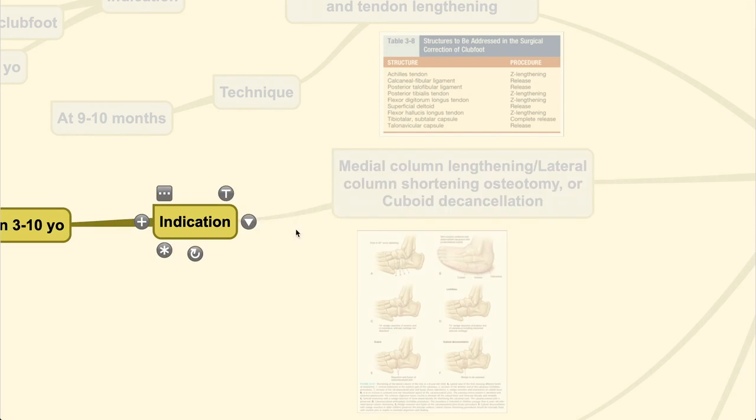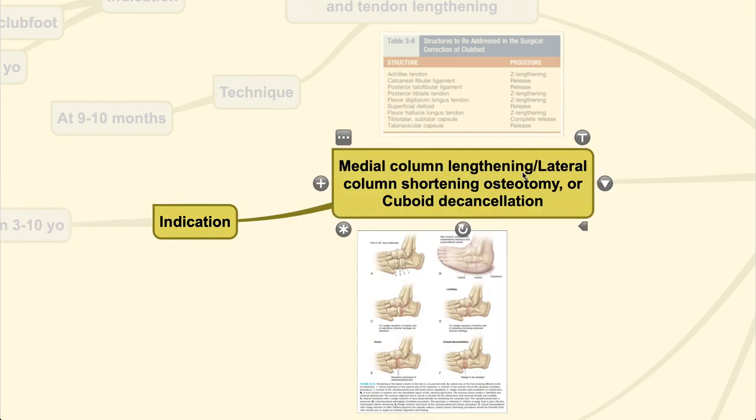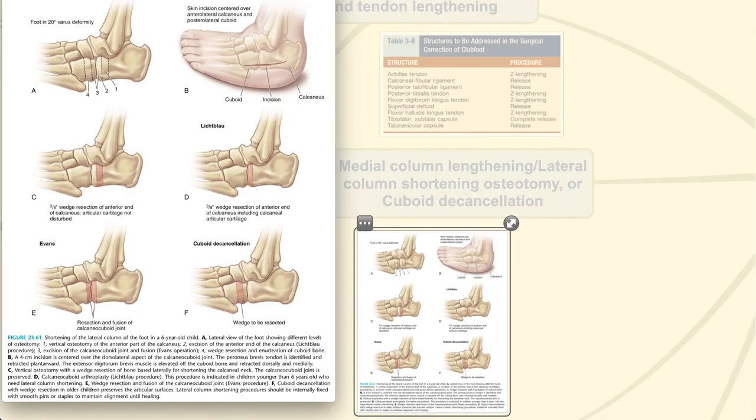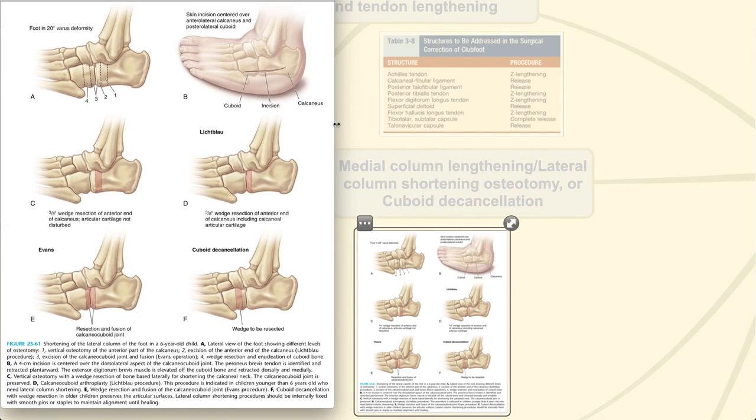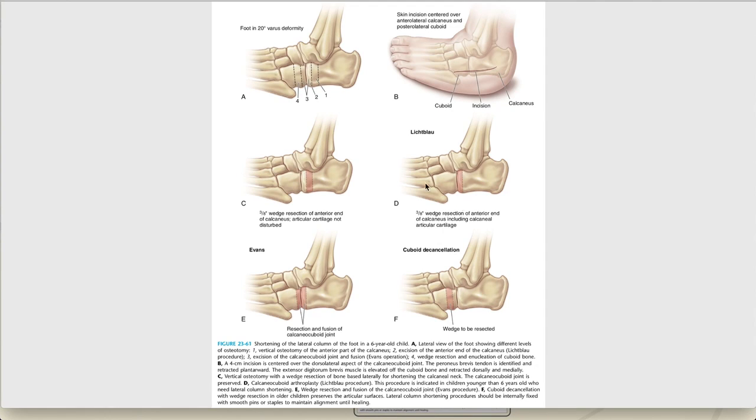Next would be the bony procedure, which includes medial column lengthening or lateral column shortening with or without cuboid decancellation. We could see here that there are various types of foot osteotomy that could be done. There is one proposed by Evans. There is also the one proposed by Lichtblau, or also the cuboid decancellation technique. You could see here that each of these techniques has its own success rate. You could find journals associated with them, or just basically remember this picture inside your mind so that you know which part of the bone is actually cut when you do these procedures.